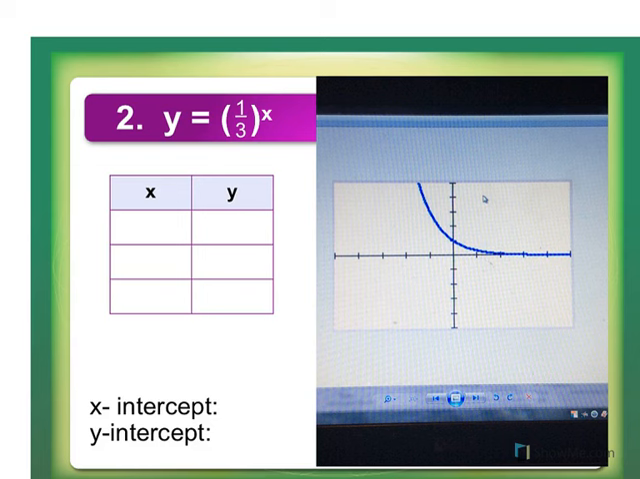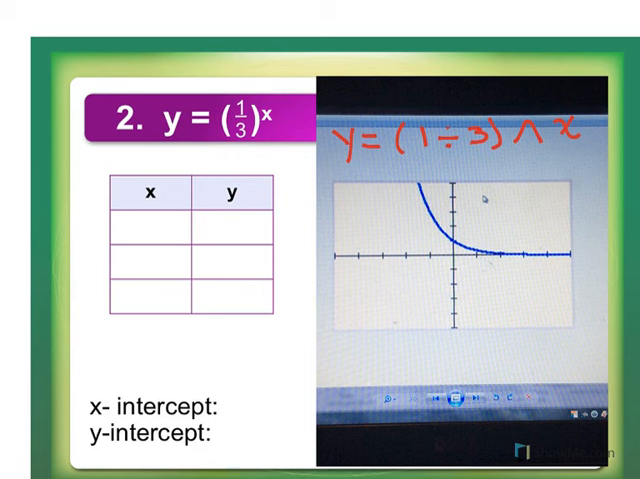Now it'll look much cleaner. We have the function y equals 1/3 to the x power. So when you go into your calculator to type this in, you're at the y equals, you're going to type in the parentheses, and then you're going to hit 1 divided by 3, close the parentheses, to the power of, and then the letter x. Once you do that, you should be able to see your graph.